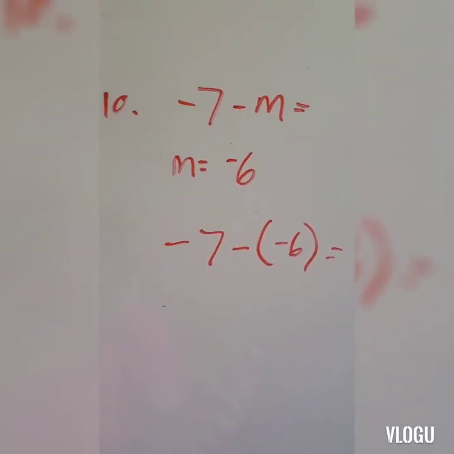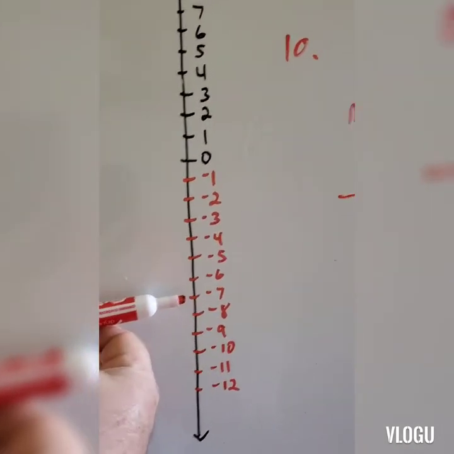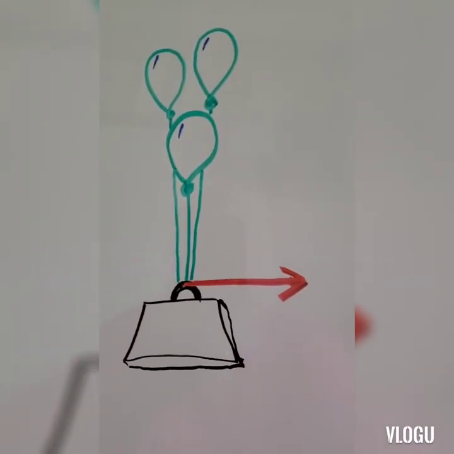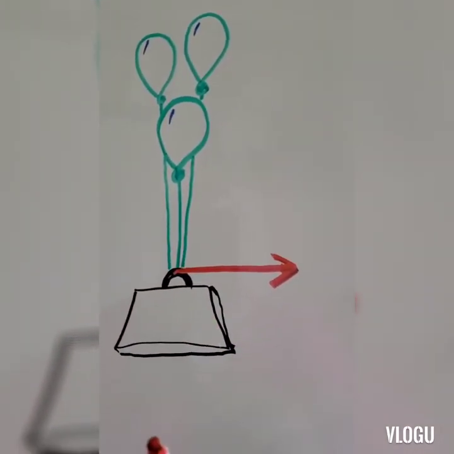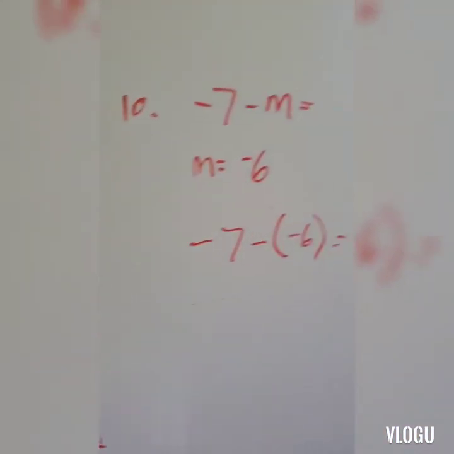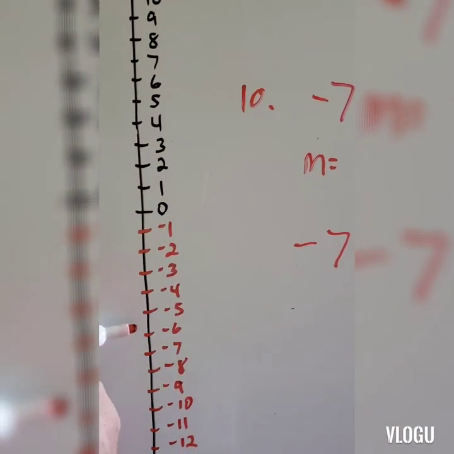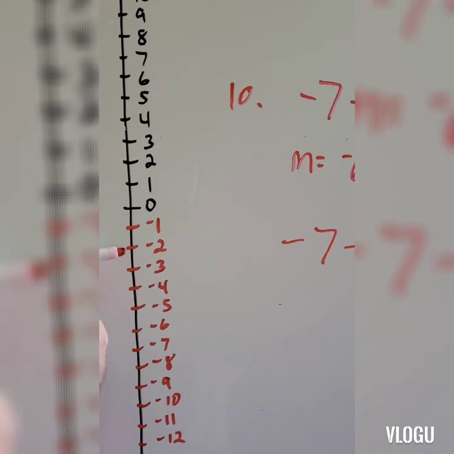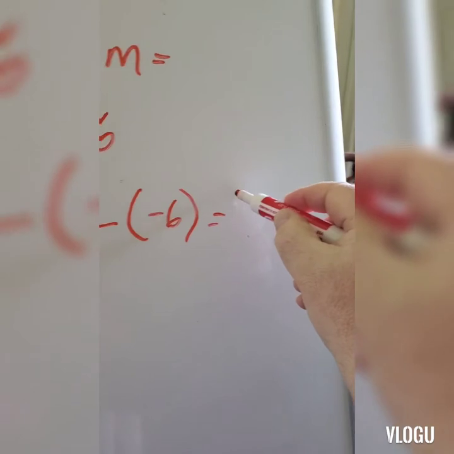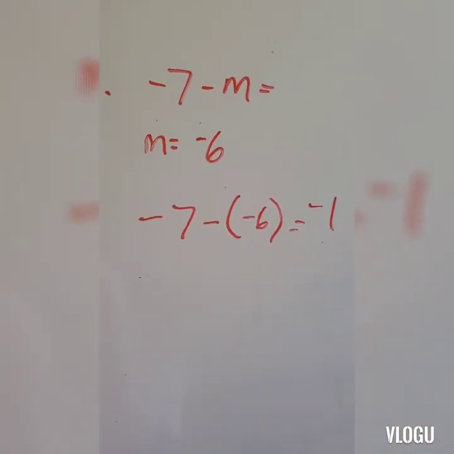Negative 7 is where I'm starting. So start at negative 7. I am taking away negative 6, so I'm removing a weight. If I remove a weight, I'm going to float up the number line. So I'm going to start at negative 7, and I'm going to float up 6. 1, 2, 3, 4, 5, 6. I came to a stop at negative 1. My answer is negative 1. How did you do?